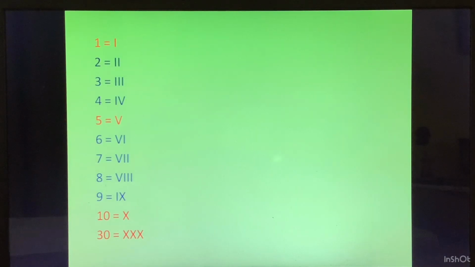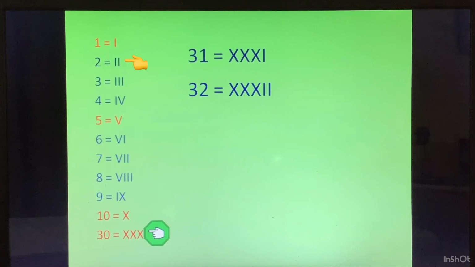Now here I have written values 1 to 10 and at the bottom I have written the value of 30. So for 31 we will use 30 and 1. So 30 plus 1, so 1 will be on the right of 30, XXXI. 32 will be 30 plus 2. So 30 is XXX and 2 will be on the right, which is II. So the number becomes XXXII. 33 will be 30 plus 3.